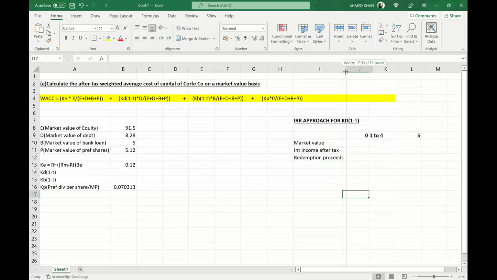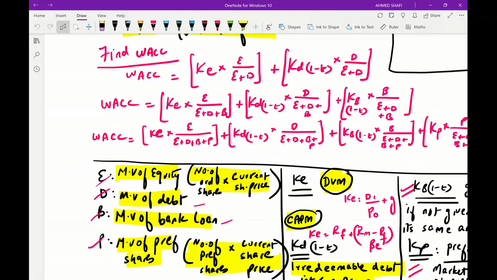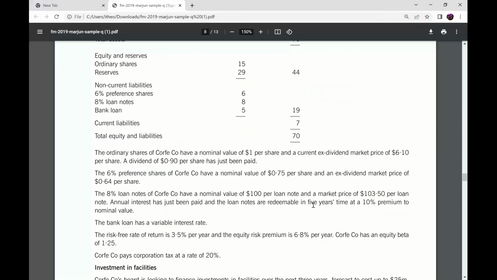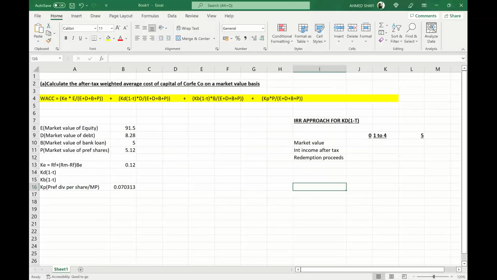IRR approach for cost of debt. So remember, this debt is redeemable after 5 years, right? Okay, so this will be done through IRR. 3 columns for 5 years: 0, 1 to 4, and 5. A debt carries 3 cash flows. Investor comes and buys debt at market value, incurring an outflow, then interest income after tax and redemption proceeds.